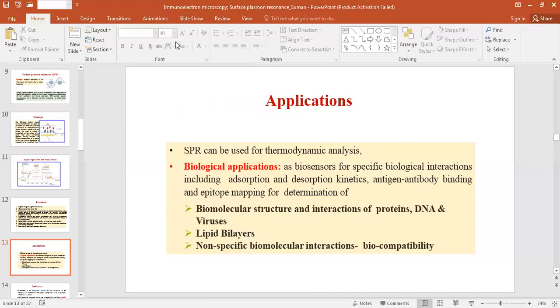For non-specific biomolecular interactions, meaning for the study of biocompatibility of any particular compound, we can use surface plasmon resonance. That's all.